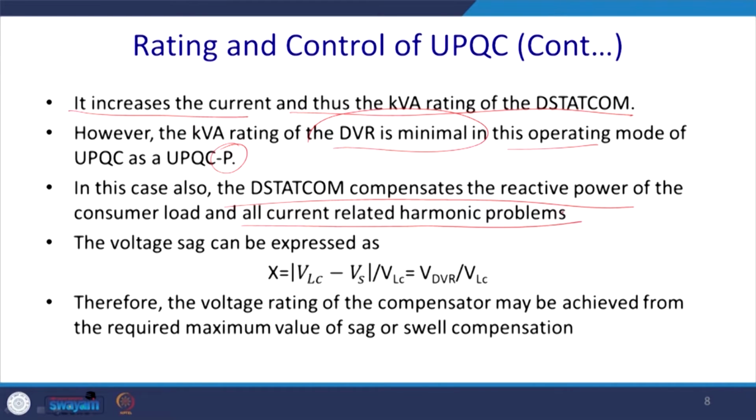The voltage sag can also be expressed as X equal to (VLC minus Vs) by VLC, equal to, ultimately we know that this difference is injected by the DVR. So, that will be V_DVR by VLC. Therefore, the voltage rating of the compensator may be achieved from the required minimum value of the sag and the swell compensation.